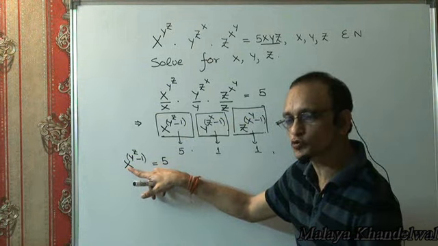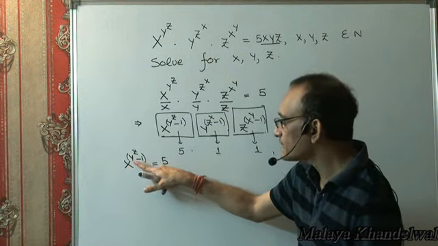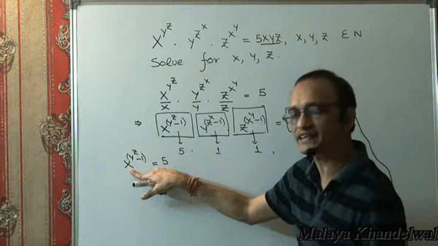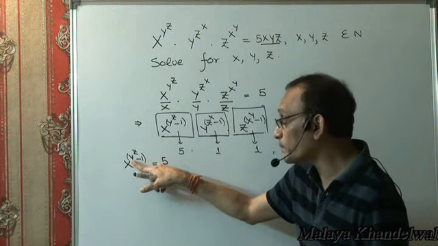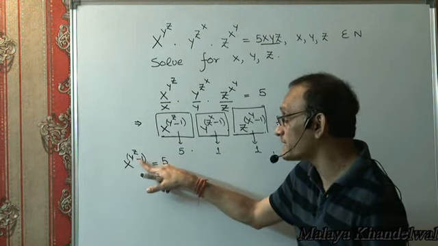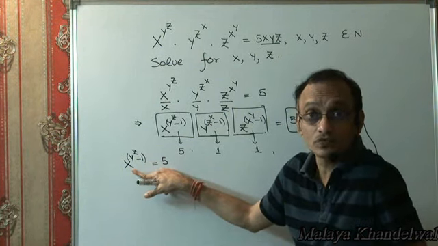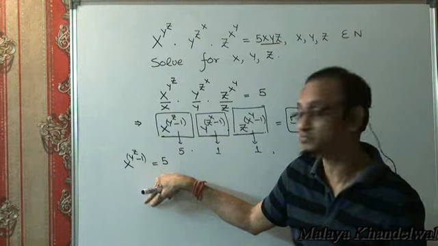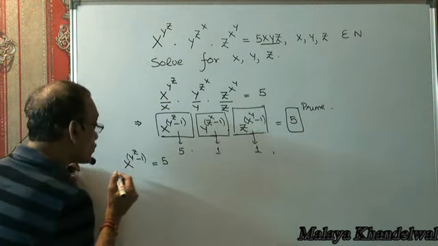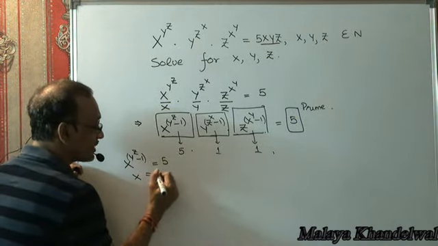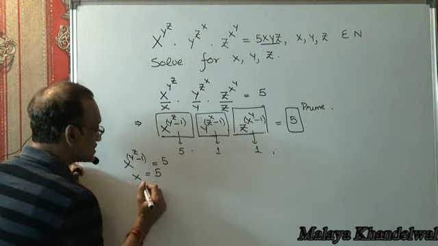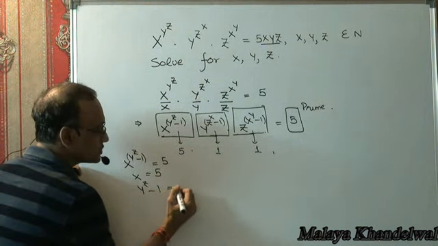The only way this could be 5 is if the power is 1 and if x is 5. If the power is 1, that means y power z minus 1 is 1, and if x is 5, that's the only way this could have been 5. Yes or no? Because x, y, z are natural numbers. So we must have x equal to 5 and y power z minus 1 equal to 1.